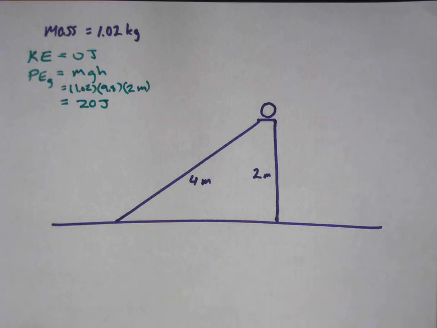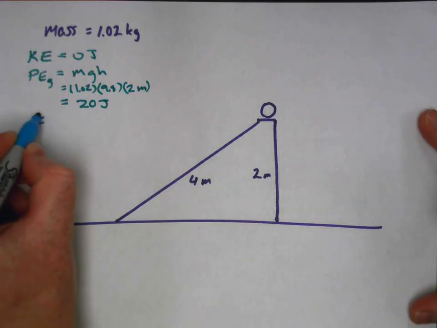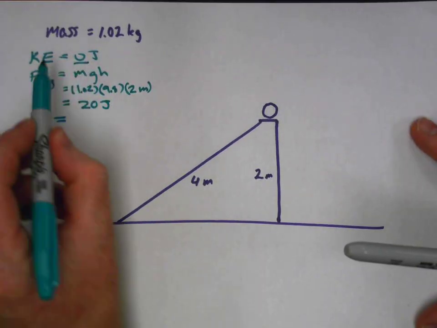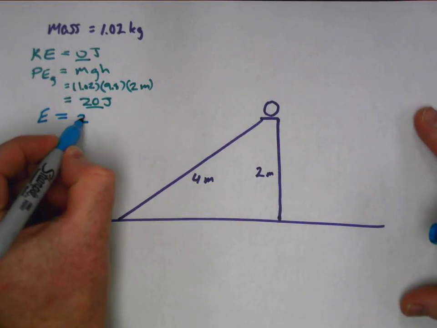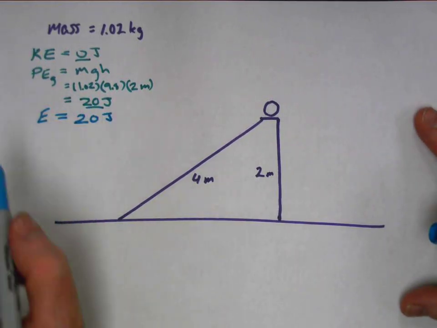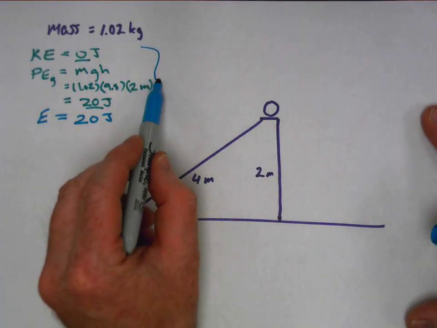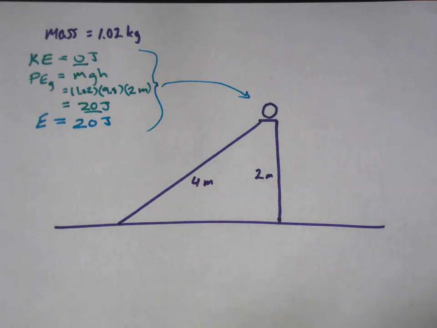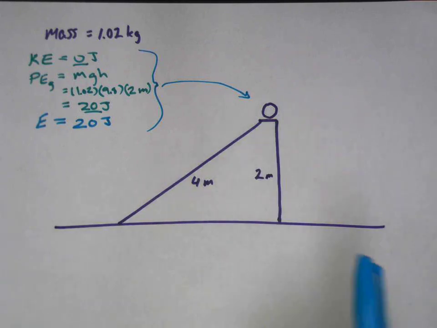Pretty convenient. Well, what that means is, what is the total mechanical energy, capital E? We just add the kinetic and the potential energies together. So the total mechanical energy is 20 joules at this location. All right, that all applies to that location.